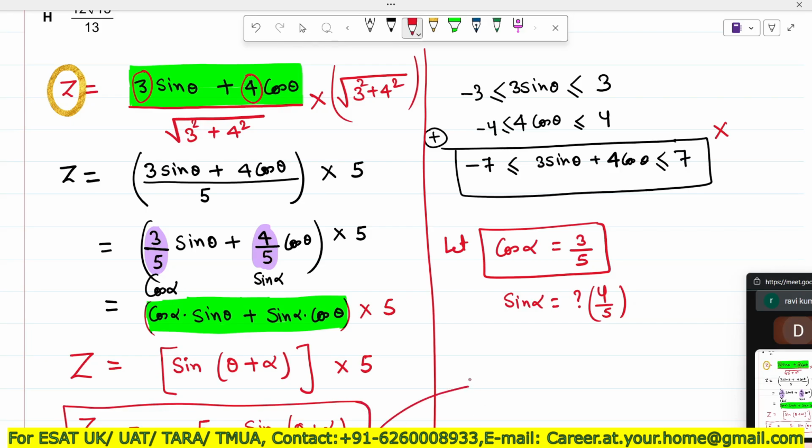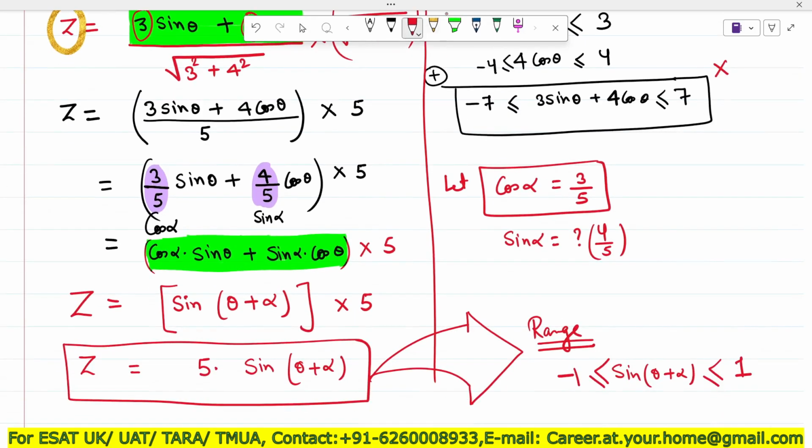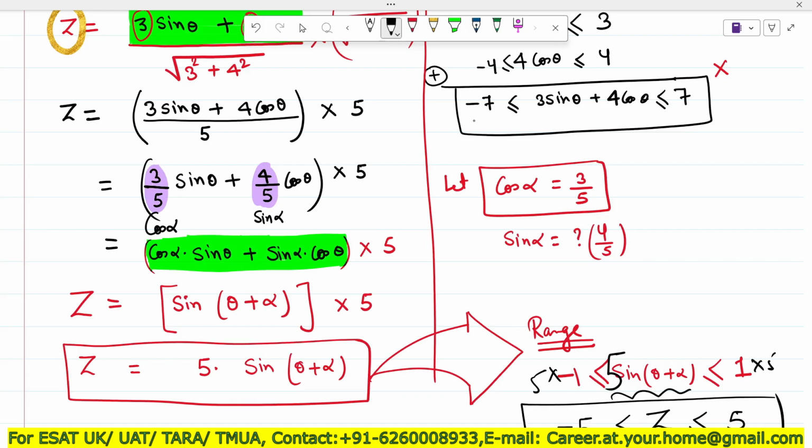Now, can you tell me the range of this z? Okay, so this one will be simple. It's -5 through 5. Correct, because we know the sine of theta plus alpha, whatever the alpha, we are not interested in alpha, will always lie between -1 to 1. Now if we multiply all sides by 5, this is my z, so I can say that my z will lie between -5 to 5. So now you can also realize that this answer is wrong. -7 to 7 will never be possible.